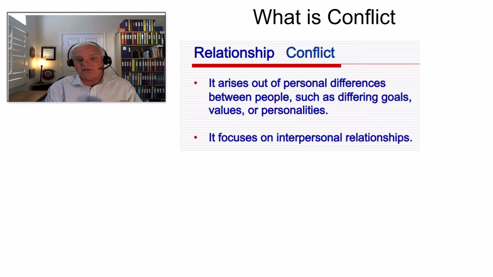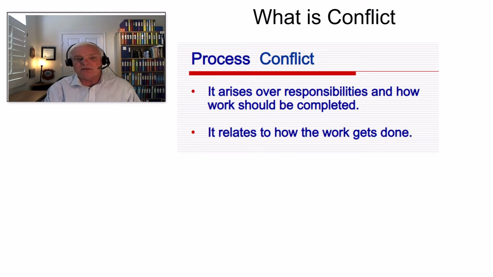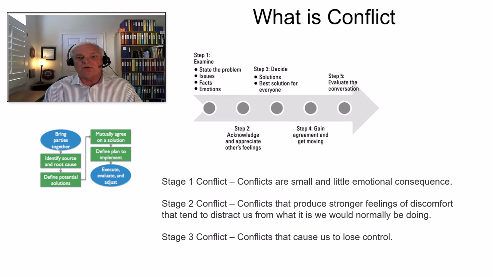So that's task conflict. Now, when we talk about relationship conflict, it arises out of personal differences between people, such as differing goals, values, or personalities, mental models, paradigms, anything like that. It focuses on interpersonal relationships, those relationships between people. And then the third one, process conflict, arises over responsibilities and how work should be completed. It relates to how the work gets done. So those are the 3 areas.